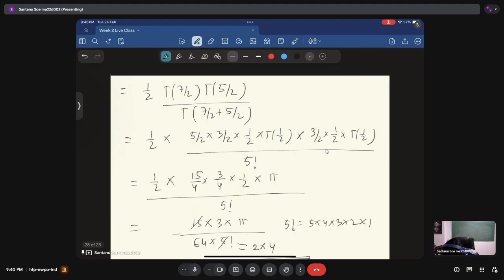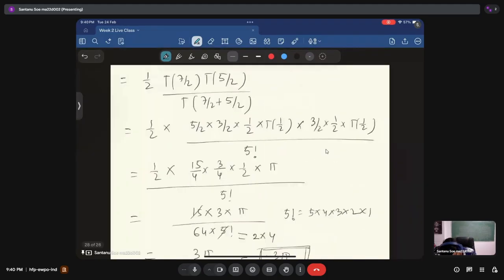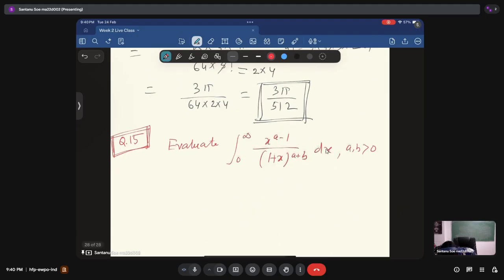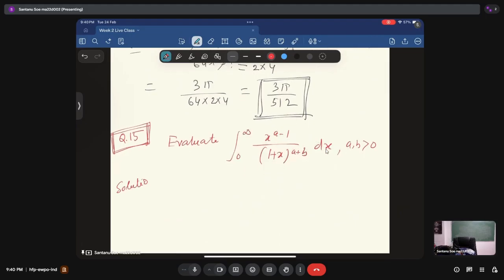Okay, so now let us go to the next question, which is question number 15. Evaluate integration 0 to infinity x to the power a minus 1 divided by 1 plus x to the power a plus b dx, where a and b are greater than 0.